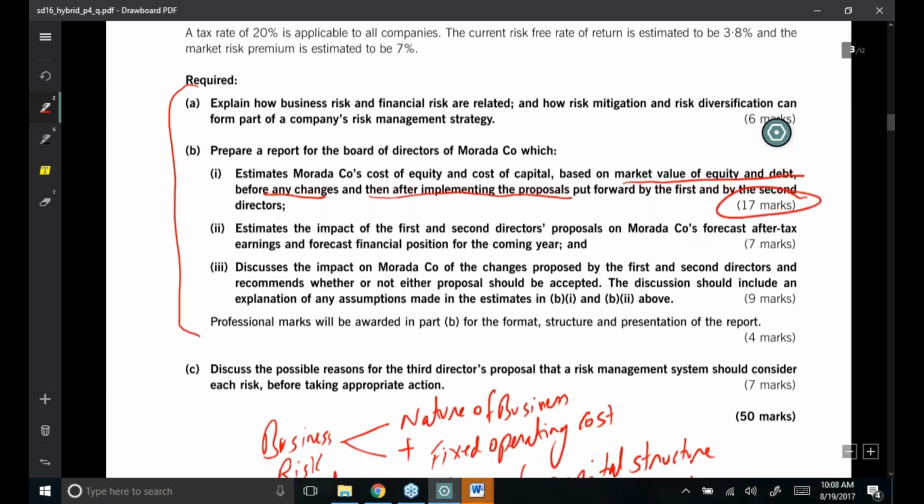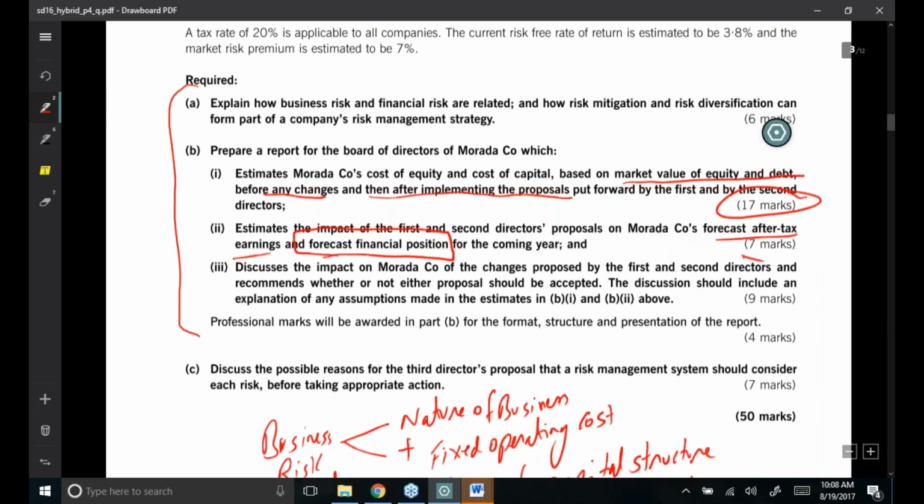Okay, the second one: estimate the impact of the first and second director proposal on Murata company's forecast after tax earnings. So you need to evaluate your proposals on their impact on the EPS and on the financial position, that means the balance sheet. That is what you have to estimate in the second part. It's of 7 marks.